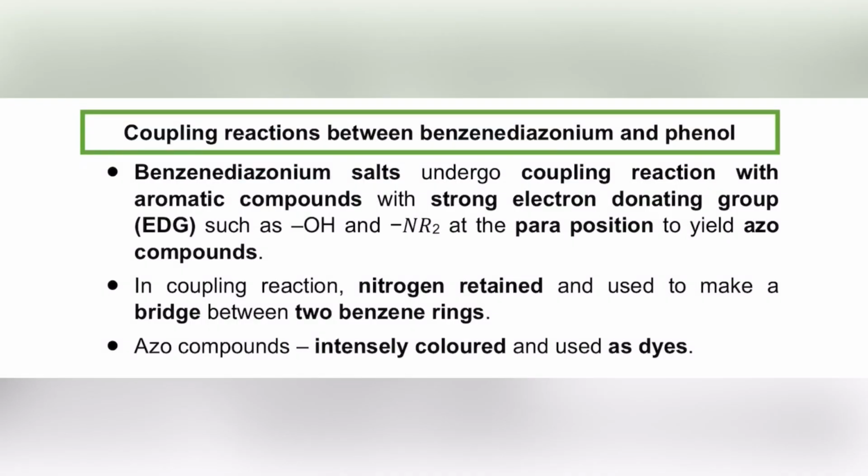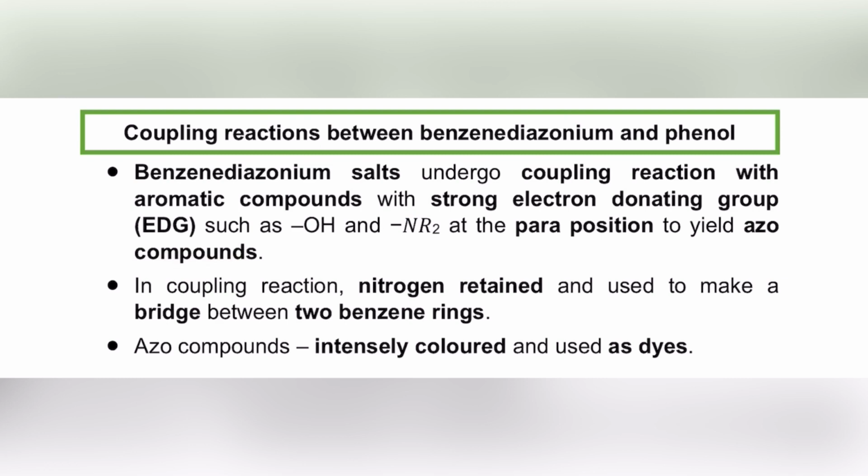Last reaction untuk amine adalah coupling reaction dengan benzene diazonium and phenol. So as I mentioned before, benzene diazonium ni adalah structure kita ada N2 plus Cl minus. Ini adalah benzene diazonium salt. Dia boleh undergo coupling reaction with aromatic compound yang ada strong electron donating group. Contoh macam OH ataupun NR2 at para position. Dengan itu untuk hasilkan azo compounds.